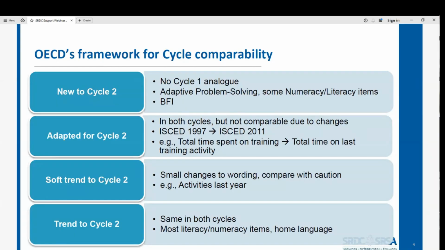Portions of the background questionnaire are also new to cycle 2. For instance, it includes a short Big Five inventory to measure social emotional skills, which is very different from how social emotional skills were looked at previously.